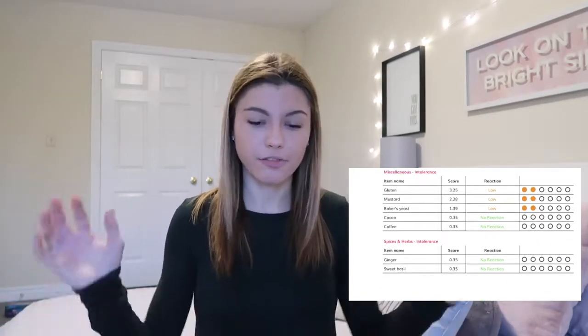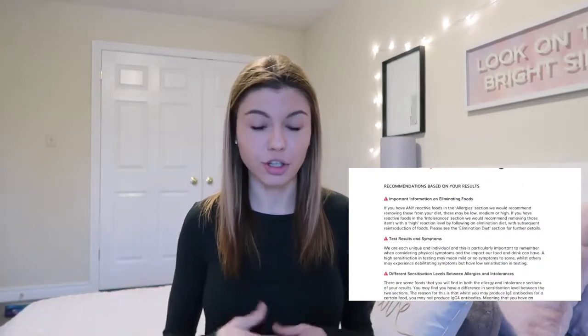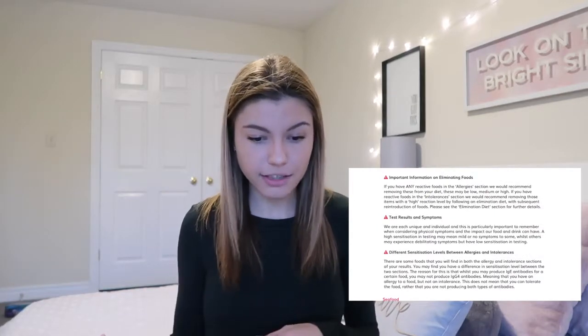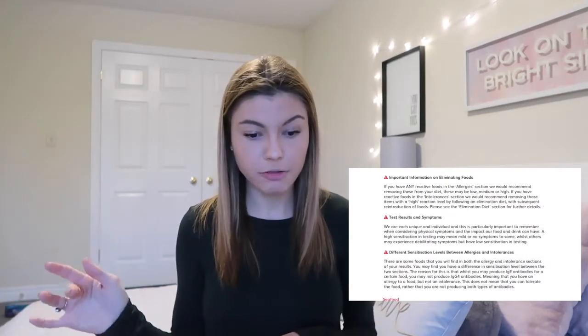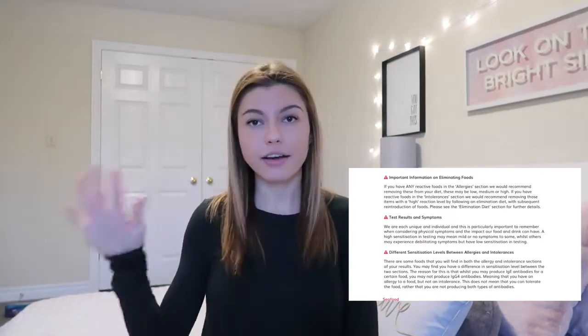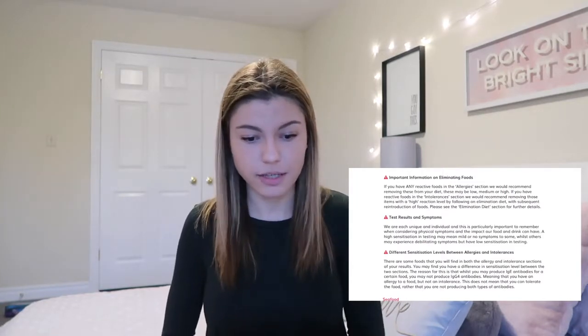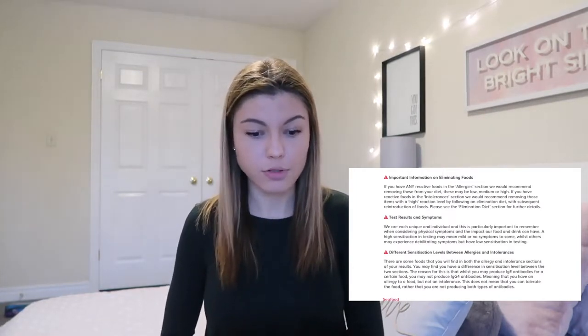Now we get to the final part of the PDF here that shows your recommendation. Basically, it gives you more information regarding your results. So it says, important information on eliminating foods. If you have any reactive foods in the allergy section, we would recommend removing these from the diet. So they may be low, medium, or high. So basically they recommend if you have any allergies, eliminate them. And then it says for the intolerance section, if you have any reactive foods in the intolerances section, we would recommend those with a high reaction level by following an elimination diet and then slowly reintroducing the foods.